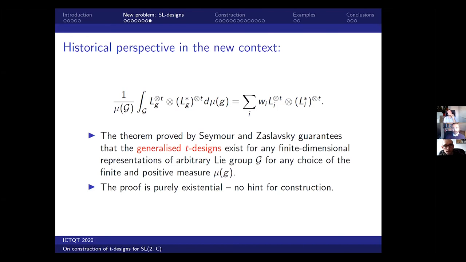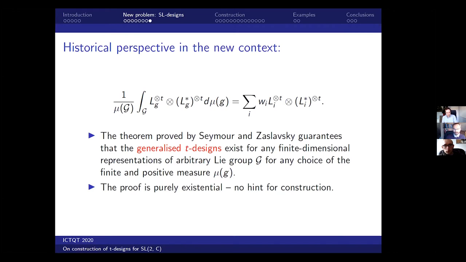But as I said, the proof of their theorem is purely existential, so there's no hint for construction. Sorry, Marcin, just wanted to clarify. Basically, if I understand well, as long as this function family that you consider, that is needed for the Seymour and Zaslavsky theorem, is finite, you can always have this existence. Is that right? Yes, exactly. So that's why we would have problems in a direct generalization to infinite dimensional representations, for example. Right. Okay, and does your theorem give some relation between the cardinality of this family of functions and the cardinality of this finite set? No. As I remember, there is no hint on the cardinality.